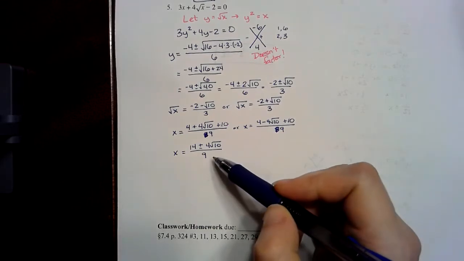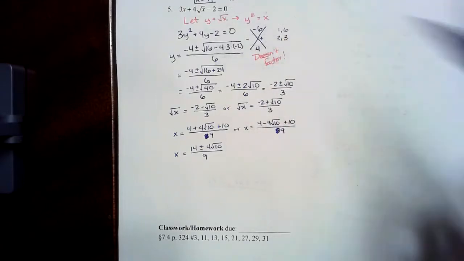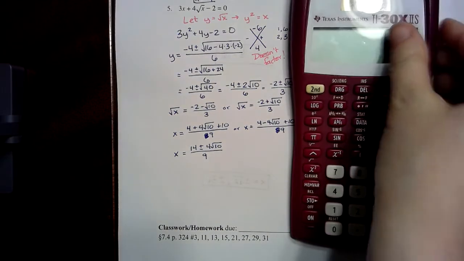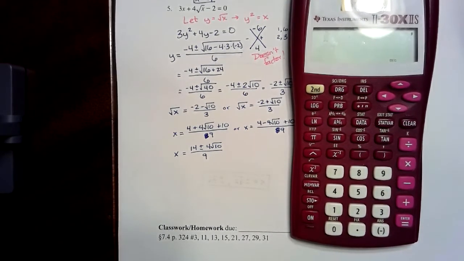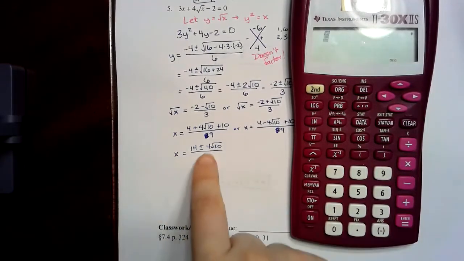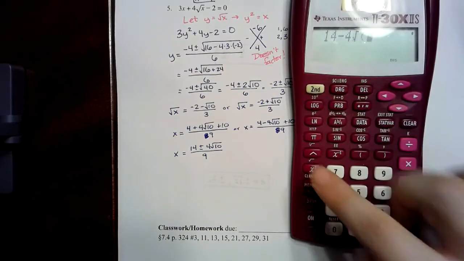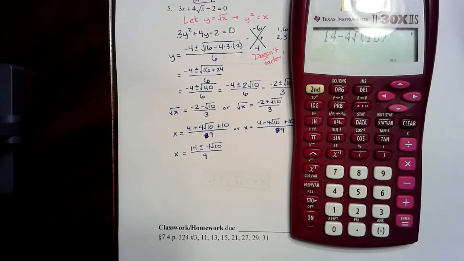If I wanted, I would have to plug these in. When it's this complicated, I would suggest grabbing your calculator and plugging them in on your calculator. Let's try the negative one for the minus piece first. So if I do 14 minus 4 roots of 10, let's see what that is. 1.35. This might work out.